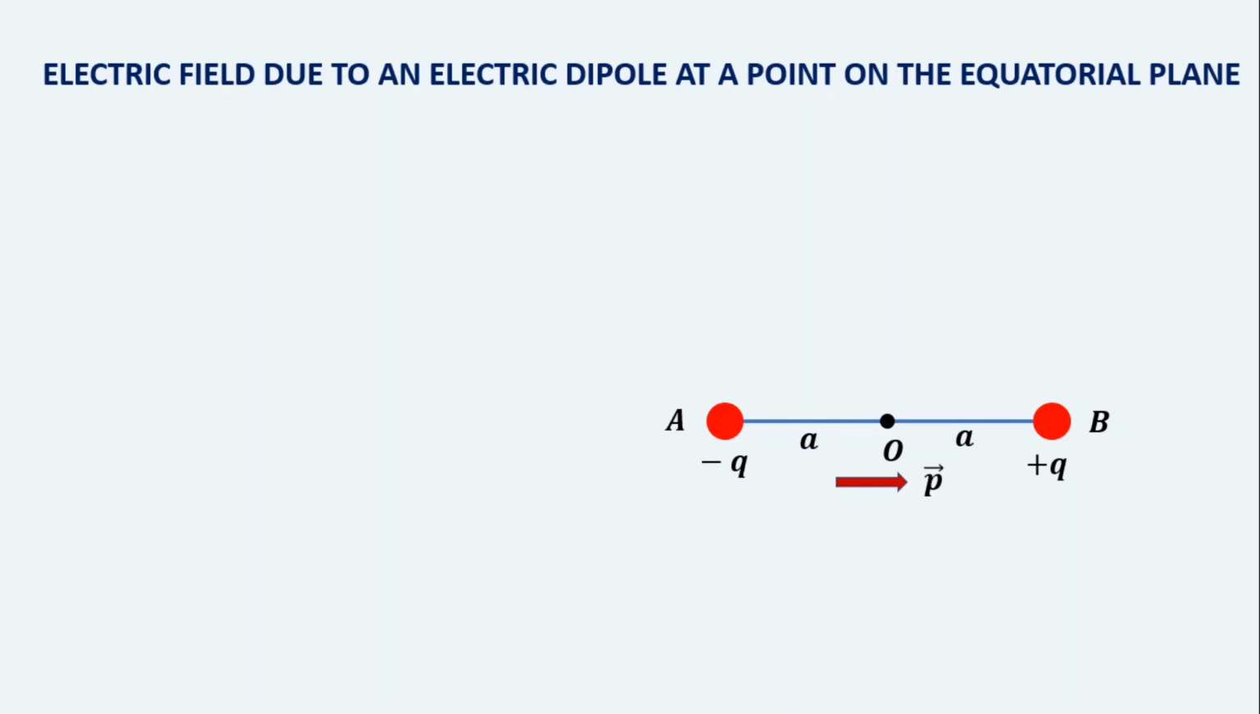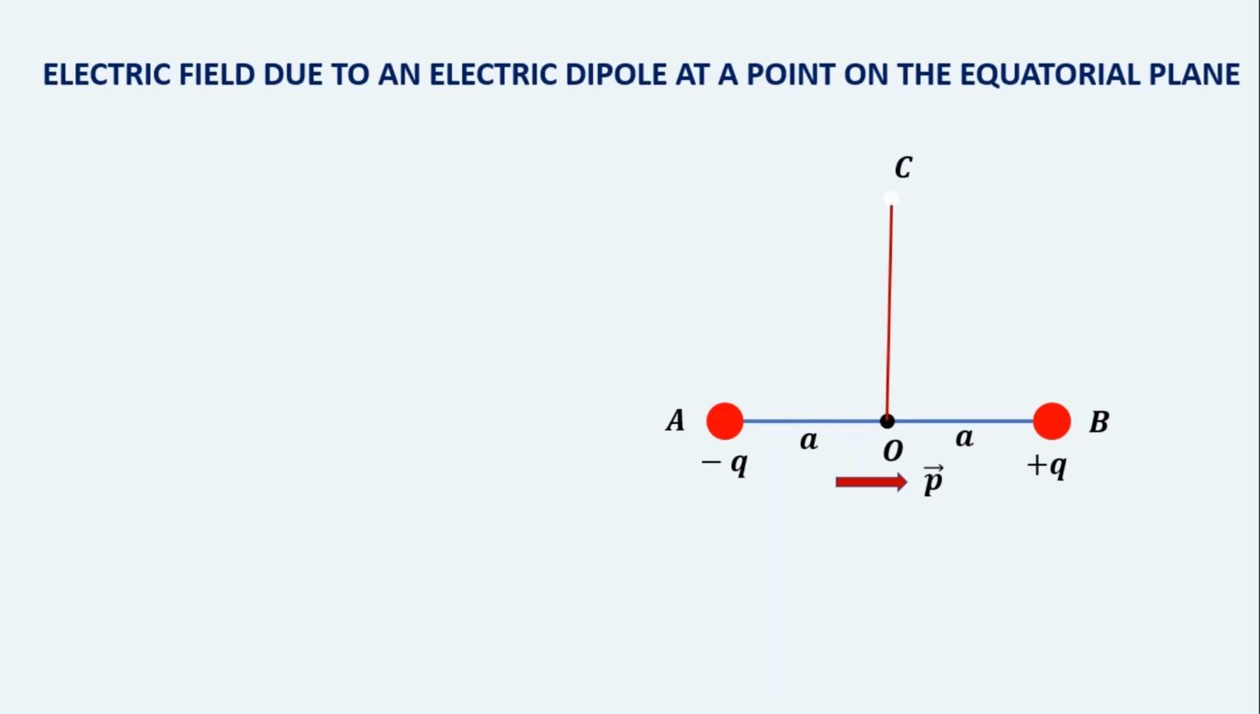Electric field due to an electric dipole at a point on the equatorial plane. There are 2 point charges, minus q and plus q, at A and B, separated by a distance of 2a. O is the midpoint of these 2 point charges and the electric dipole moment P vector acts from minus q to plus q. Let me consider a point C just above the midpoint O and perpendicular to the axial line.